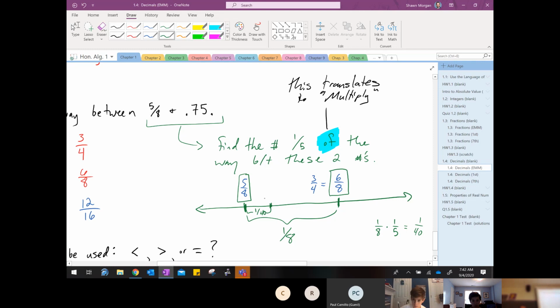Okay? Because you add up 1/40 and 2/40 and 3/40 and 4/40 and 5/40. And by the time you've added that up 5 times, you've gone the whole distance between those two numbers. So what's 5/8 plus 1/40? We talked about this last week.